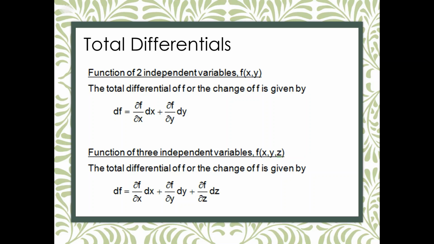As for a function of three independent variables, which is f(x, y, z), the total differential of f is given by df equal to delta f over delta x multiplied with dx plus delta f over delta y multiplied with dy plus delta f over delta z multiplied with dz.